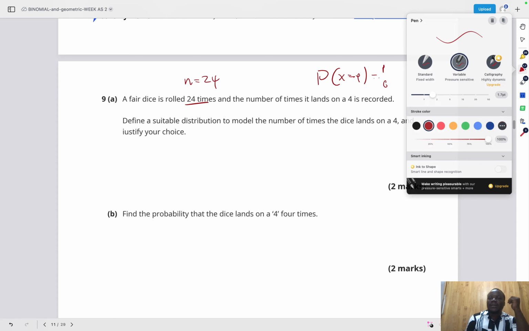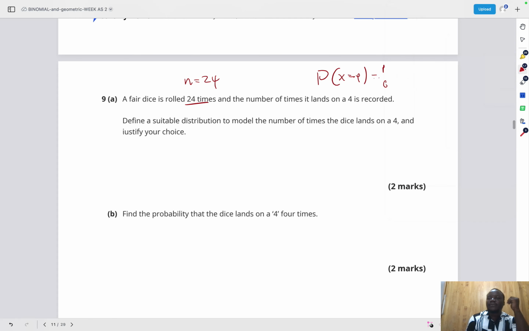I don't know where the issue is with my marker. So let's, yeah.